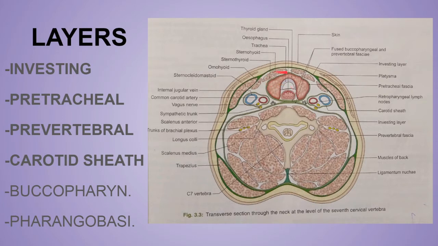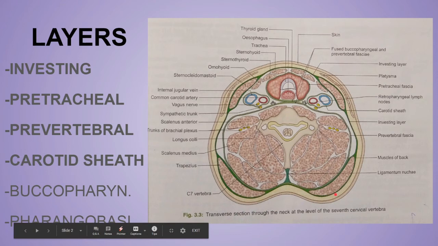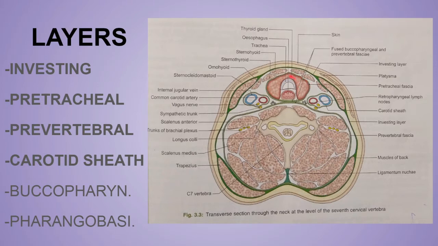First of all, I will discuss the cross section or the transverse section of the neck at the level of the 7th cervical vertebra. As you can see, let's start with this. This is the thyroid gland over here. This is the trachea, this is the esophagus, and all these things are covered by one particular fascia known as the pretracheal fascia.